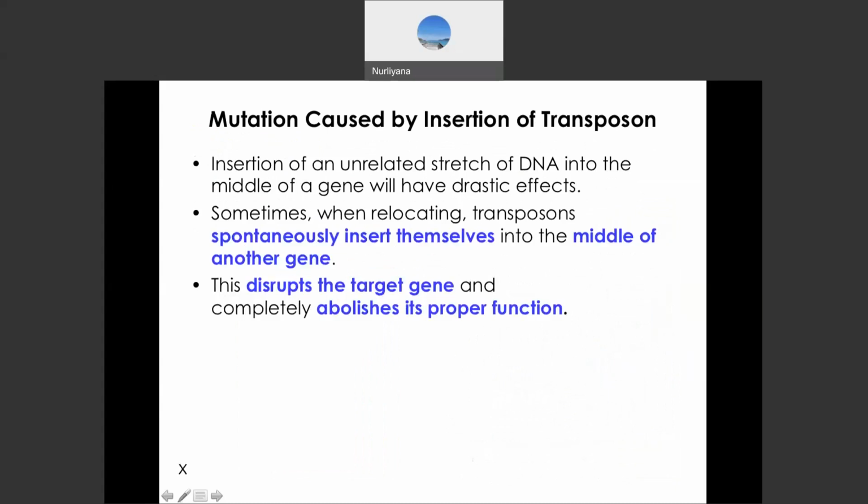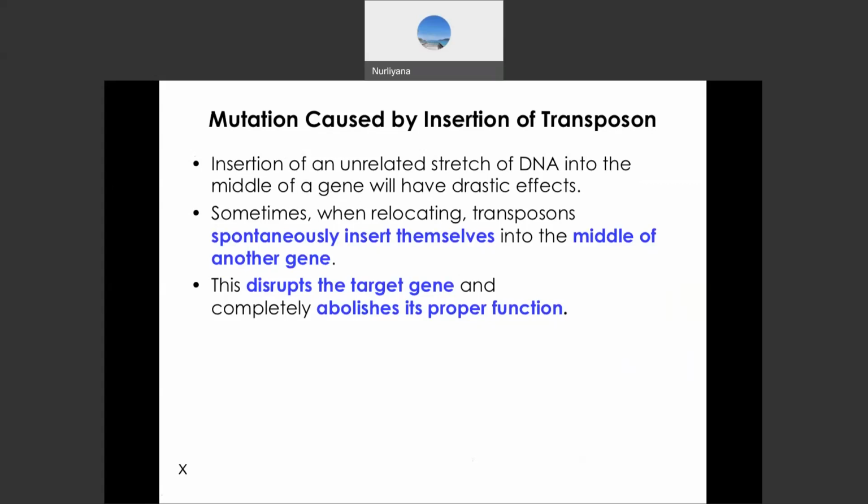So remember that we have mutation that is caused by an agent, which is a chemical or a physical exposure, like the chemicals and also the radiation. We also have spontaneous mutation. Spontaneous mutation is a mutation type that occurs in our body because of DNA replication.